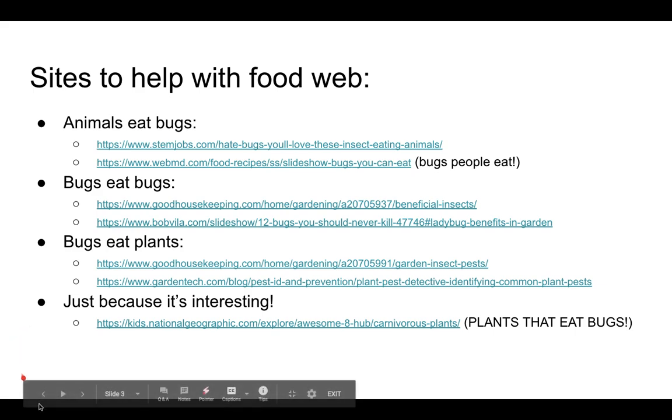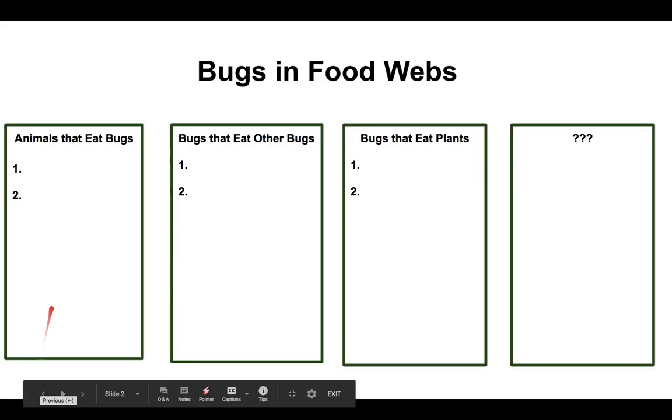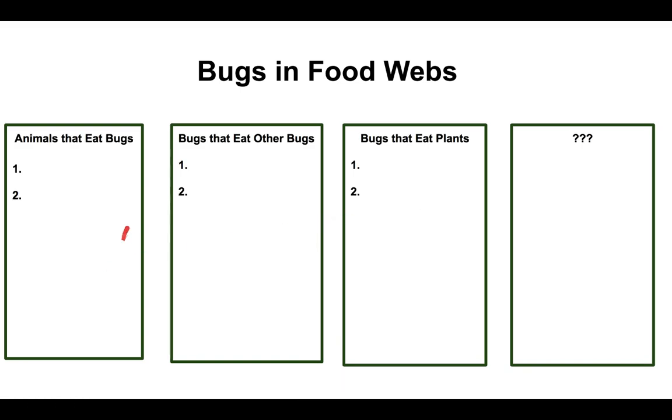You don't have to. But you do have to fill out 1, 2, 3 charts. And you don't have to make them fancy with boxes around them. I did that just to make a nice looking slide for you. Just show me these 3 categories and names and pictures of 2 things in each category. And that should do it.